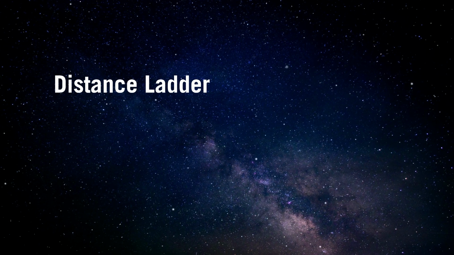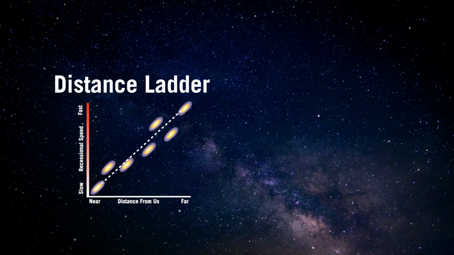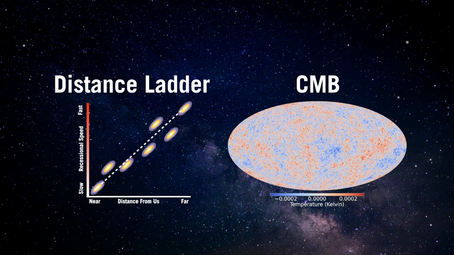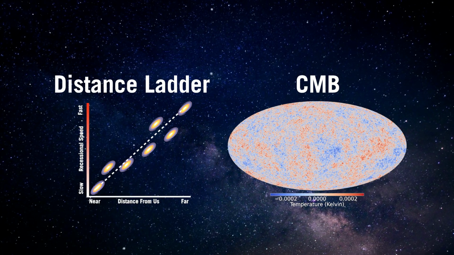To summarize, the Hubble constant is a very important cosmological parameter that tells us about the age of the universe. One way we can measure it is through the distance ladder, which maps out the recessional velocities of faraway galaxies. Another way is through the cosmic microwave background, where we can infer what it should be based on the hot and cold spots in the cosmic microwave background.